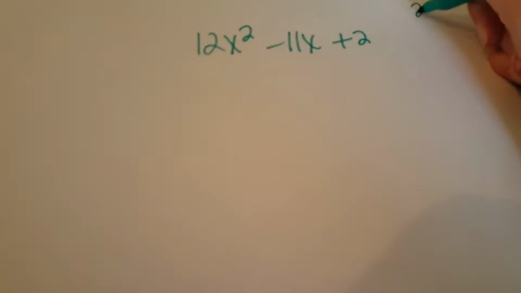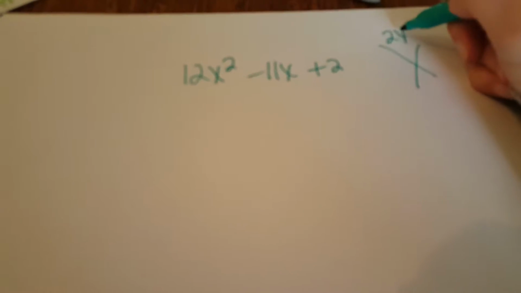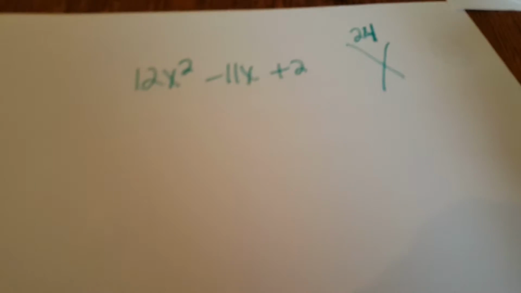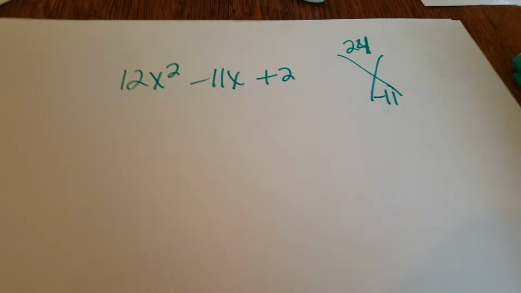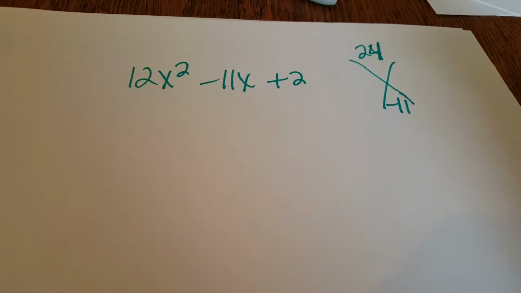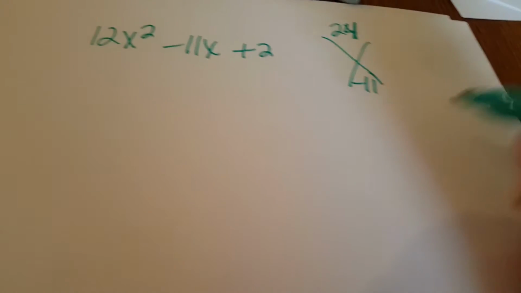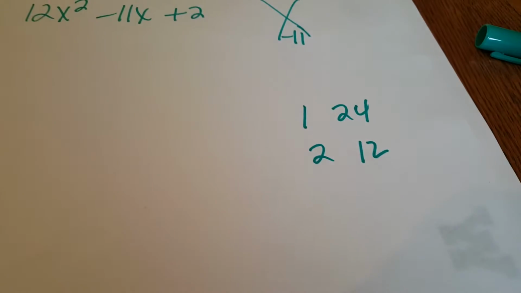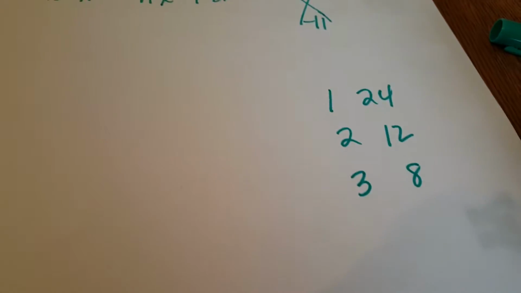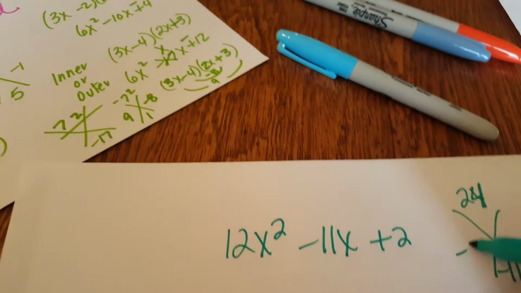12 times 2 is 24. What multiplies to give you 24 but adds to give you negative 11? There's lots of different ways to get 24. Let's start the process of elimination. I want to add to get negative 11. So what can I do to get 24? 1 and 24 adds to give me 25. 2 and 12 adds to give me 14. 3 and 8, there I go, there's my 11. And since I want negative 11, I want negative 3 and negative 8.